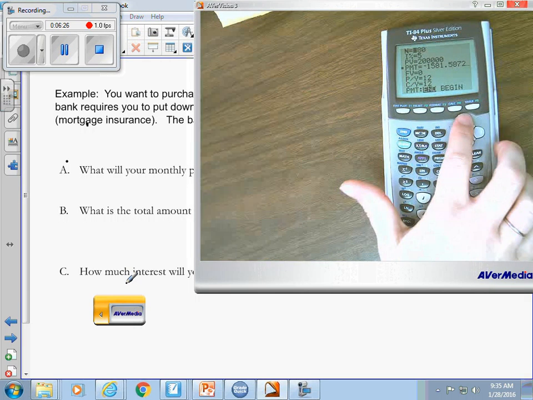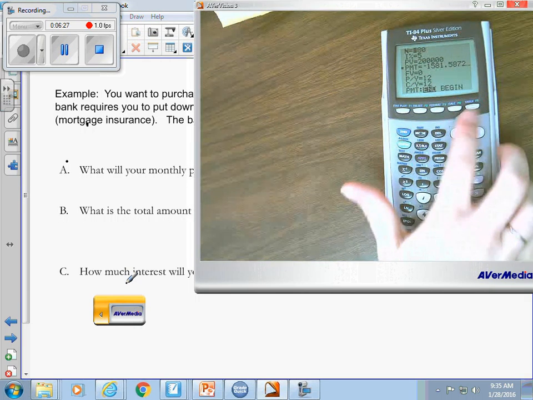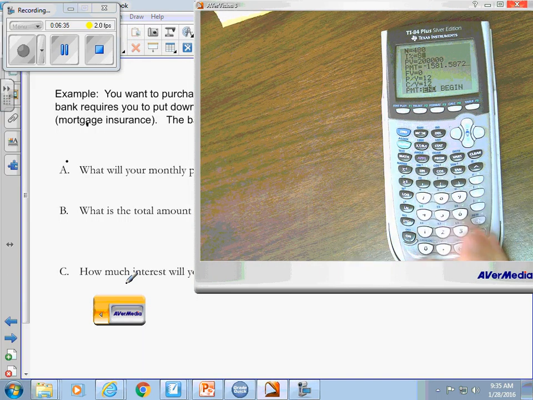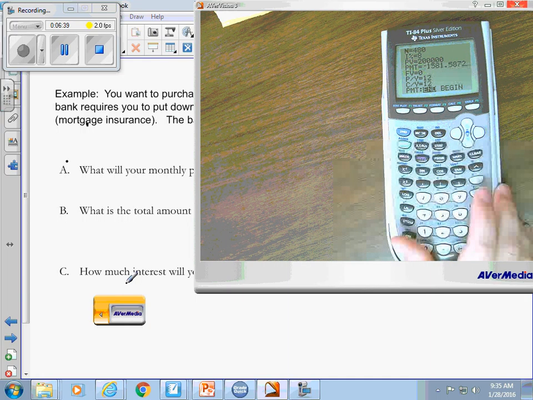Okay, let's do a future value. Say we are saving for retirement. Say 40 years from now, so 40 times 12. And let's go with an 8% return on our money. That's on average what the stock market will do, about an 8% return.